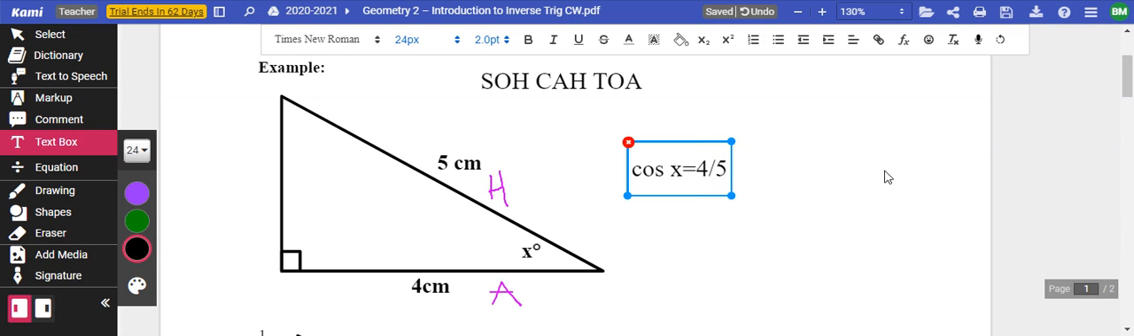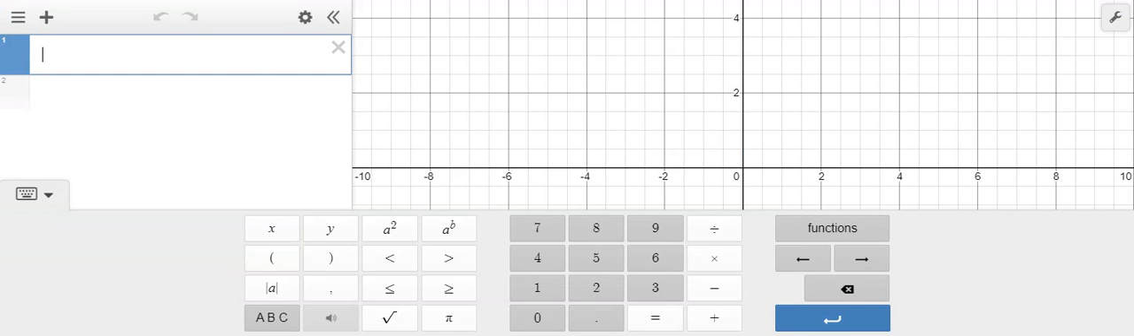Now, to get rid of the cosine, there's this cosine of -1 we use. So we get x equals cosine of -1. It's like the same thing as, when we have something multiplied, we divide. This is very similar. It's the undoing of cosine. So cosine -1 4/5. So I'm going to go to my Desmos calculator now.